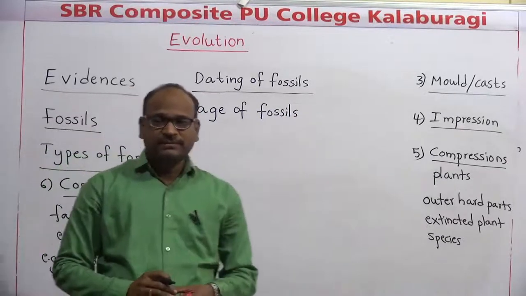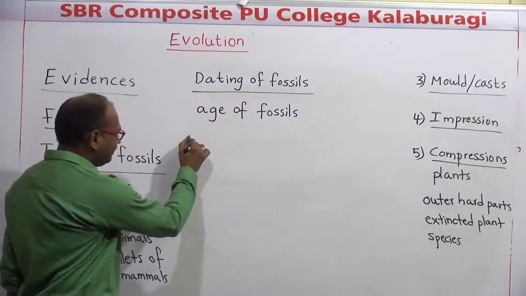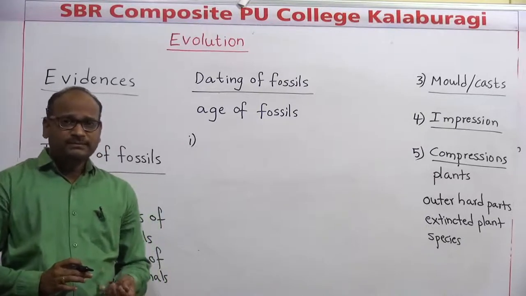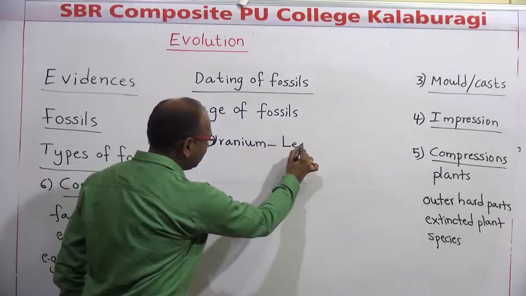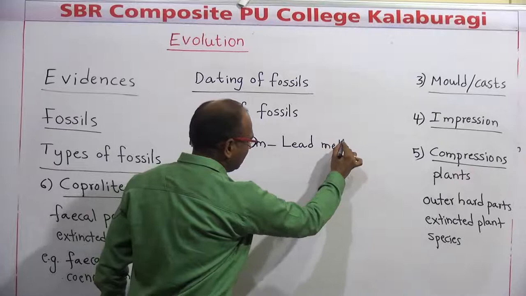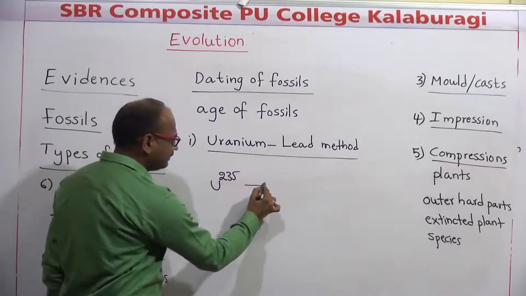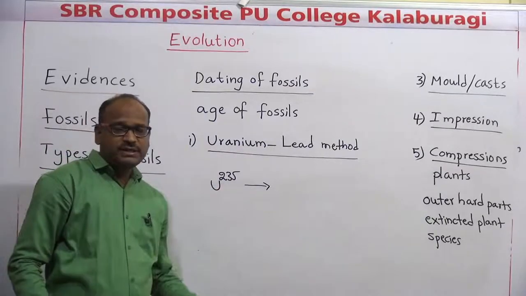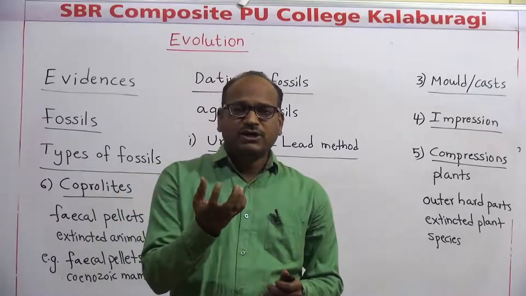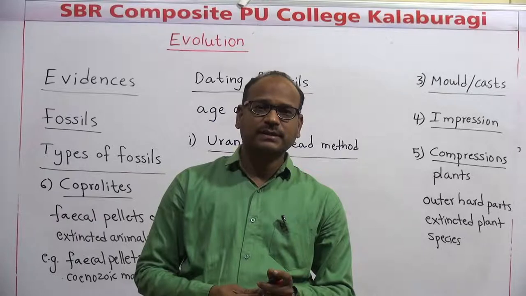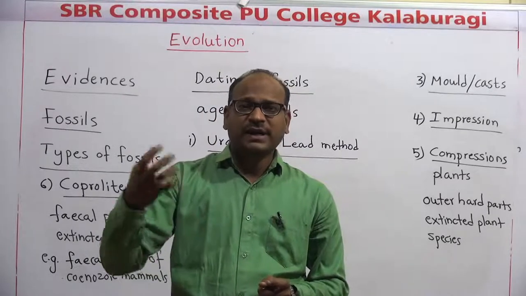For this, several methods are there. Generally, we depend on radioactive substances. The first one is the uranium-lead method. Uranium 235 is a radioactive substance. Radioactive substances are unstable materials; by emitting radiation and losing energy, they try to get stabilized.